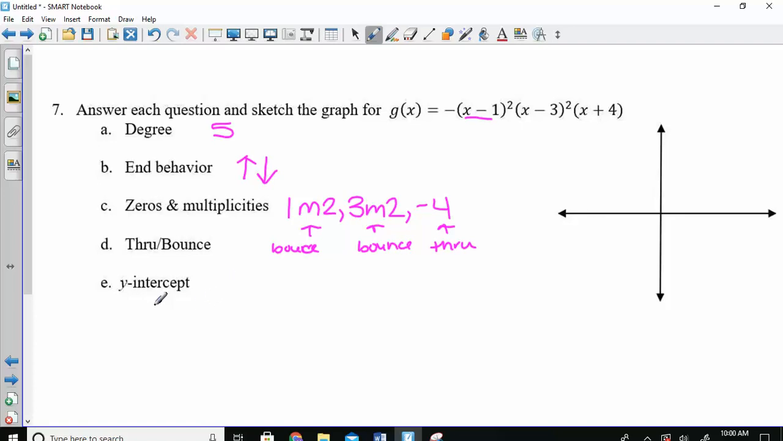How do we get the y-intercept? Put zeros. So 0 minus 1 is negative 1 squared, 0 minus 3 is negative 3 squared, 0 plus 4 is 4. So what do we get? I think it's negative 36, because that 3 is squared.